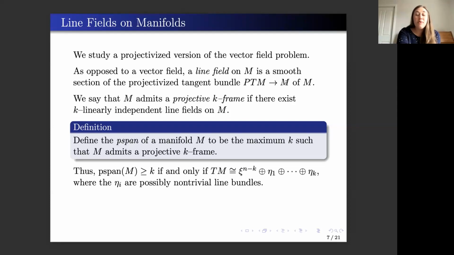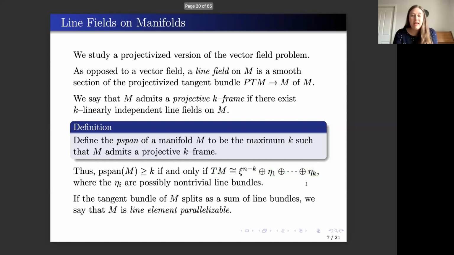So for example, the p-span of the manifold is at least k if and only if the tangent bundle splits off k possibly non-trivial line bundles. These eta_i's here are the non-trivial line bundles. And I should also mention that if the tangent bundle splits completely as a sum of line bundles, we then say that M is line element parallelizable, as opposed to just parallelizable.